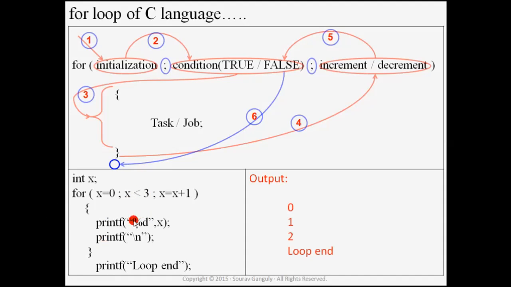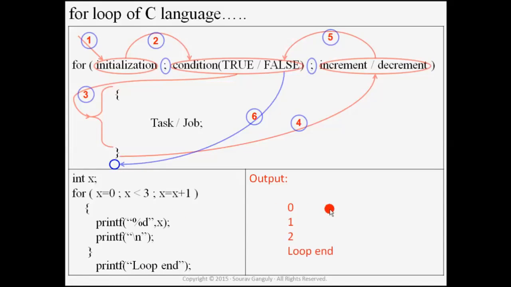If this condition is true, then the cursor will directly come here again and perform this whole task again, and it returns to the third section and increases the value of x by 1 again. When this condition becomes false, that means when the value of x becomes 3, then the cursor will directly come here and print loop end. This is the output of this program.